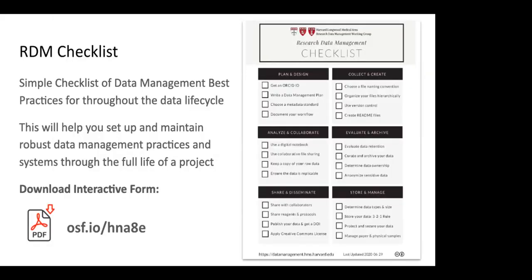So today we are going to use the checklist on the slide to guide our exploration of research data management. And this will help you set up and maintain robust data management practices and systems throughout the full life of a project. We will not go through all 24 of these items, but I will highlight a few to get you started. And sessions throughout this summer as part of our Great Data Cleanup will help you check off everything. And you can find this simple checklist of data management best practices on the Open Science Framework at the link on the slide. I've also put the short link into the chat.